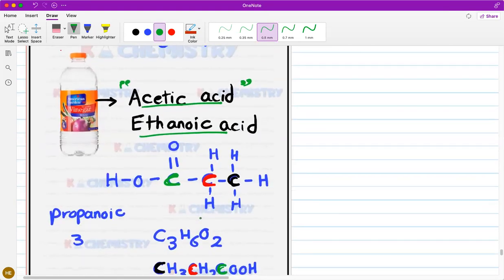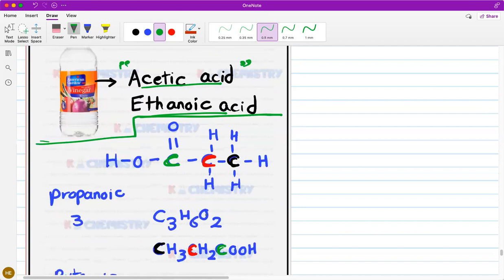What about that one? This is a propanoic. Okay, so this is the propanoic: 1, 2, 3. So C3H6O2, the black one has around it 3 hydrogens, the red one around it 2. So CH3, CH2, COOH. That's the structural formula for the propanoic. Take care, you count the carbon with the COOH inside.